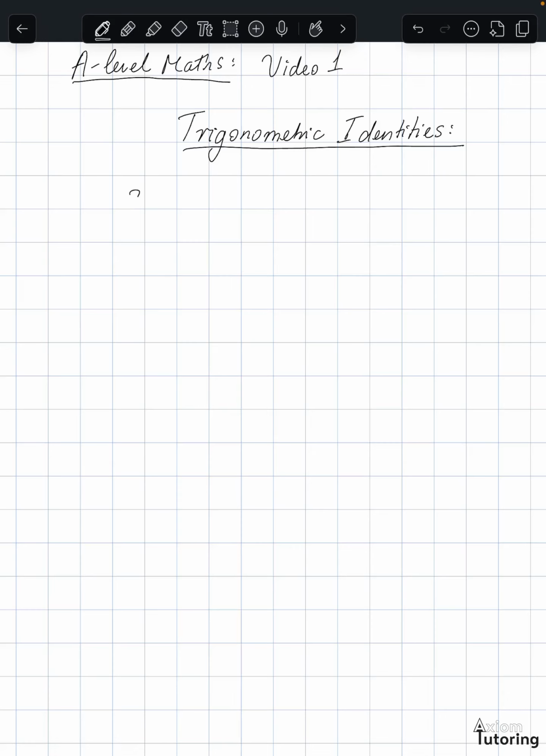Video for A-level trigonometry, I will be going over some of the basic trigonometric identities that we will build on in the next few videos. The first identity should be familiar to you from the trigonometry you would have seen at GCSE. So it's sine squared theta plus cos squared theta equals 1. So I'll label that as our first identity there.